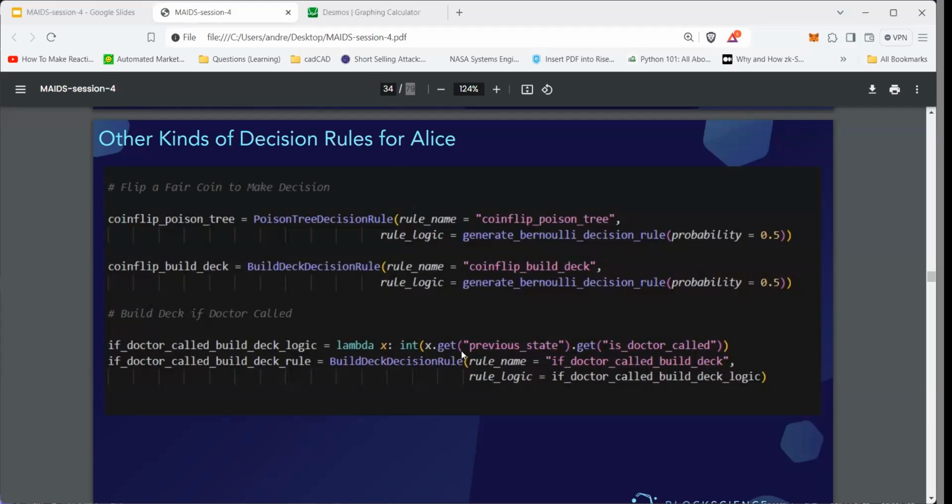So some other types of decision rules, probabilistic. We already talked about this one, but here's one where we only build the deck if the doctor was called. And so that makes it clear that we're processing some type of information. I'm going to follow what you said and call this world instead of X. It's much clearer.